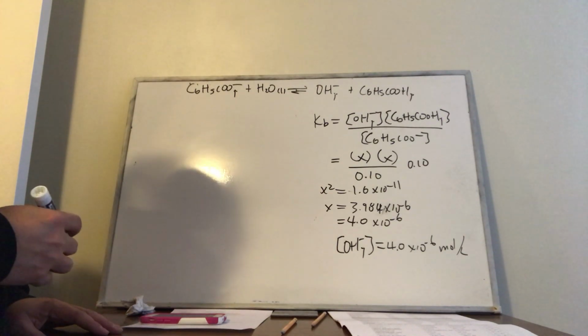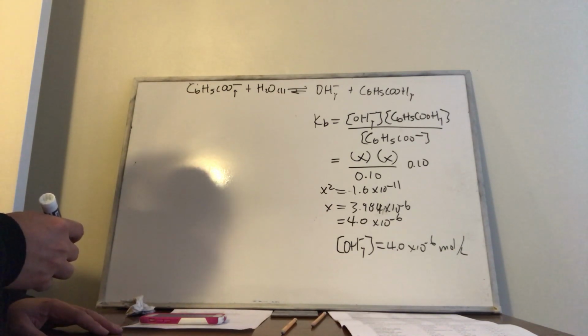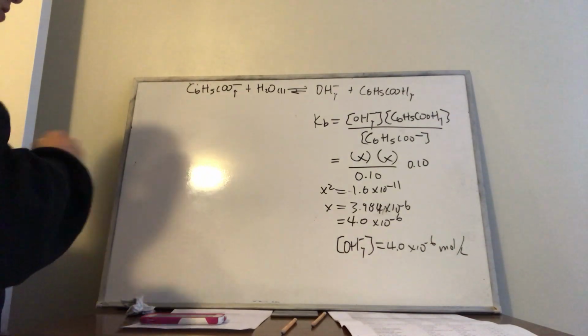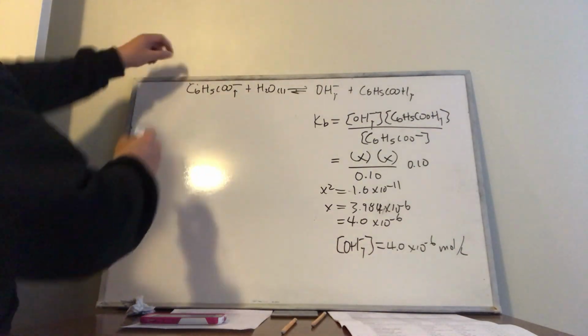So now I have a hydroxide ion concentration. It asked me for pH. pH is related to hydronium. So I can do one of two things, and I'll show both things. You don't need to do both. First method is I'm going to go ahead and simply convert that to a hydronium.